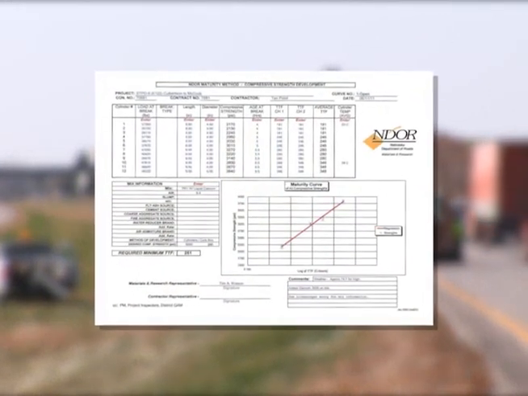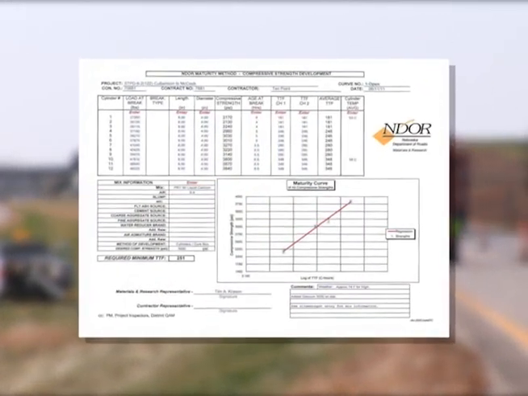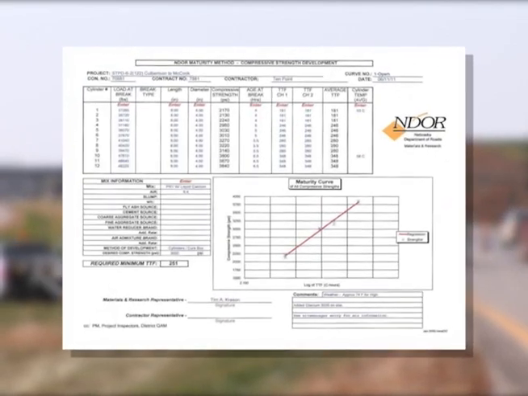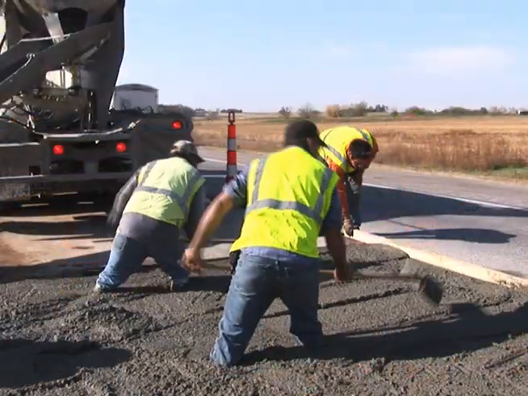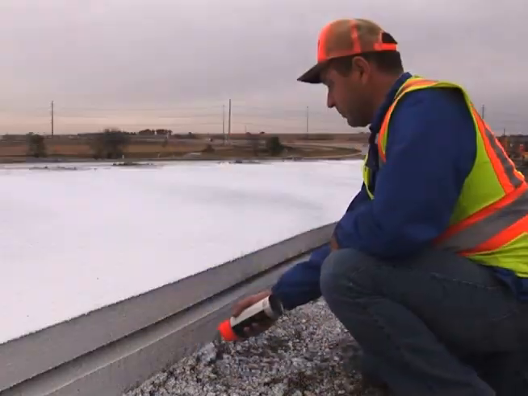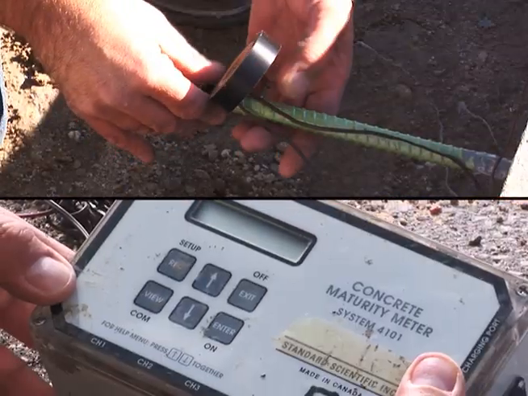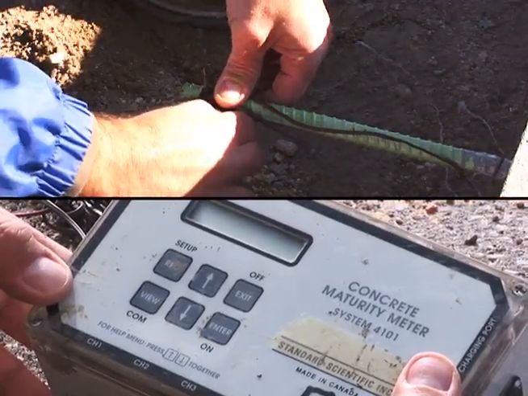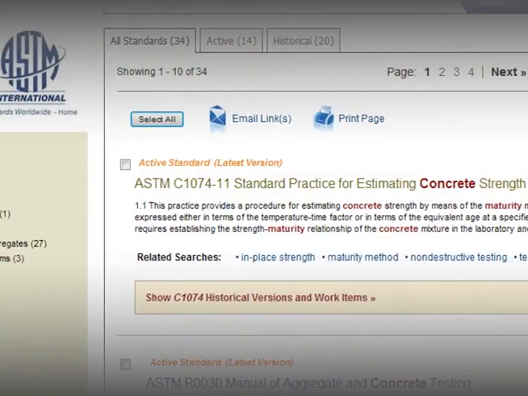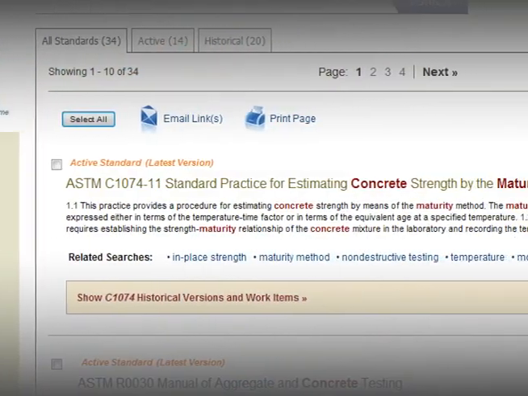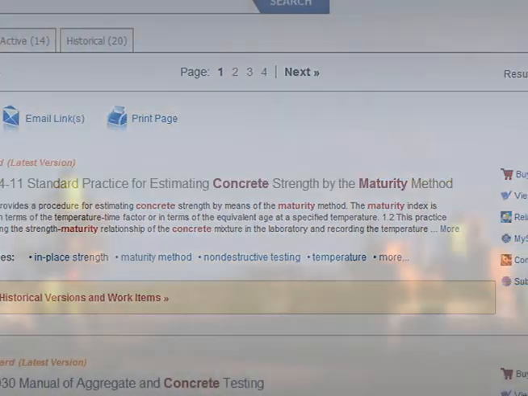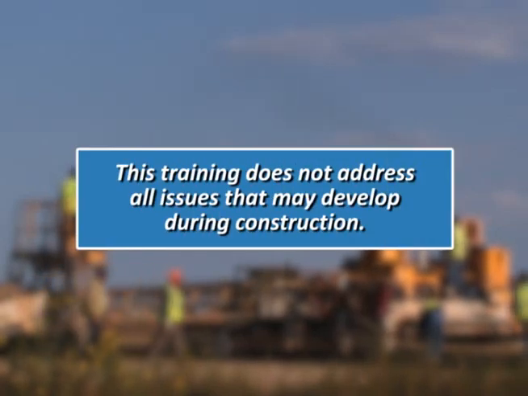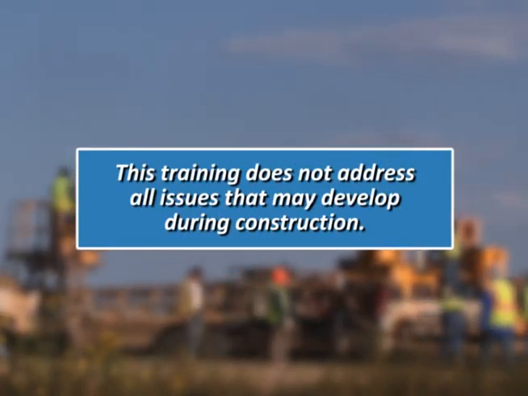Prior to construction, a relationship is established between mixed strength and time temperature history to estimate reliable, real-time, in situ strength. This maturity method monitoring training video will cover the basic principles, terminology, and field applications of the maturity method, and the equipment and techniques needed to perform the maturity testing. The training follows ASTM C1074 standard practice for estimating concrete strength by the maturity method. Keep in mind that this training does not address all issues that may develop during construction.